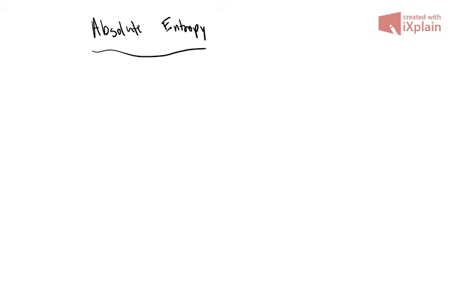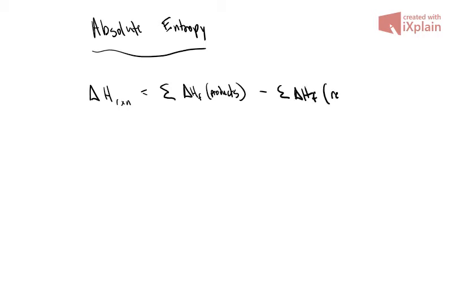Okay, so for the enthalpy of formation for a reaction, we did the delta H for the reaction is equal to the sum of the delta H of formation for the products minus the sum of the enthalpy of formation of the reactants.